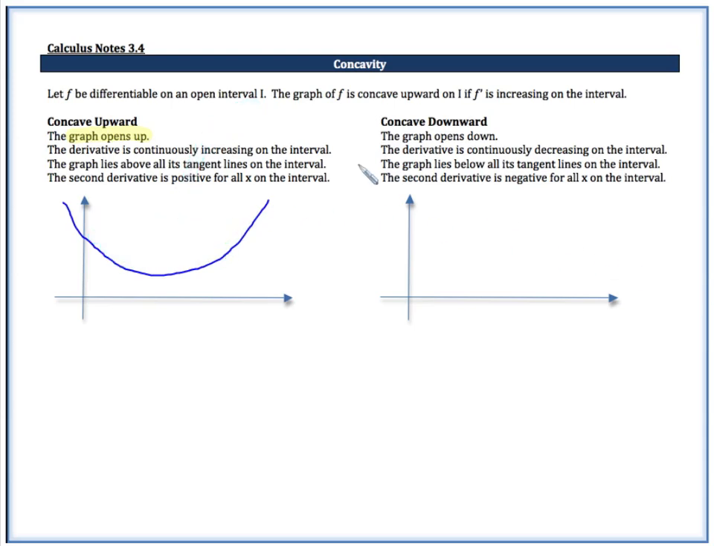Now, what we want to do is talk about this a little more analytically in terms of the derivative. If a graph is concave up on an interval, the derivative is continuously increasing on that interval. So we could just take a couple points right here and talk about the derivative of the function at each of these points. Now we know the derivative is the slope of the tangent line, so we're going to draw some tangent lines here.